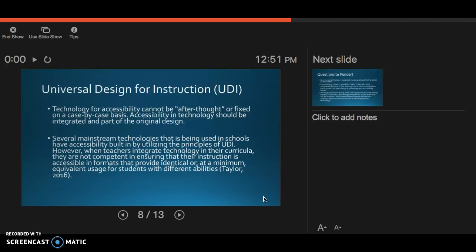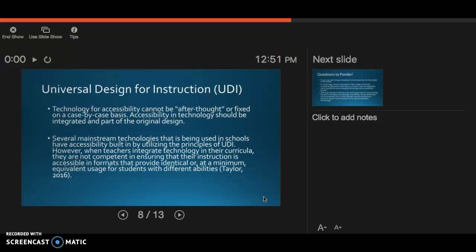So teachers providing curriculum or content should incorporate UDI in their content, even if they do not have students with disabilities in their classrooms. Several mainstream technologies being used in schools have accessibility built in by utilizing the principles of UDI. Google has, Microsoft has, all accessibility tools already built in.